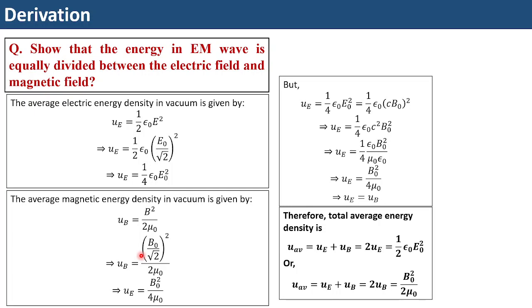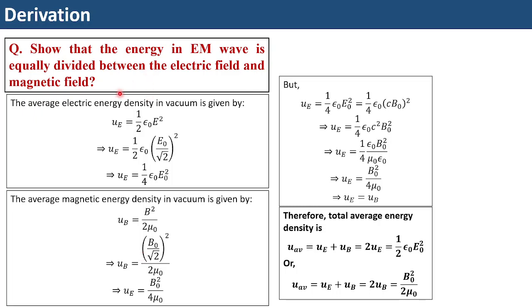So the question is how they are divided into the electric and magnetic component, how the energy is split between electric and the magnetic component. That is the question. All right. So in order to answer that, let us individually understand the electric contribution and the magnetic contribution.